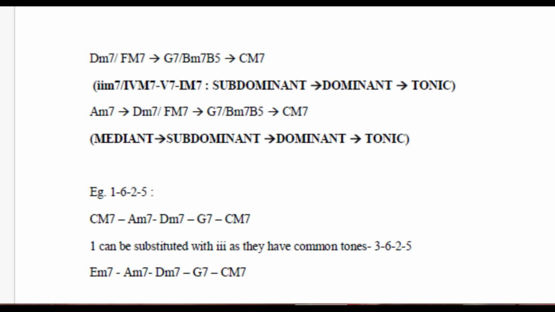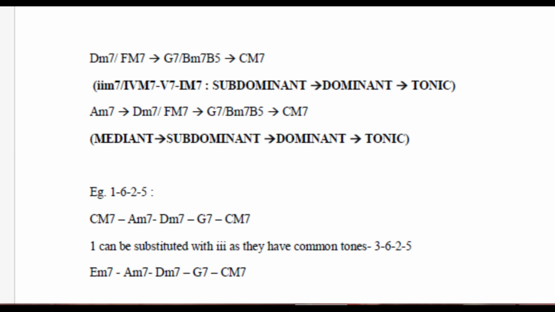A common variation of this is to substitute the 1 chord with the 3 chord, which gives us a 3-6-2-5 turnaround. The reason again that we can do this is because E minor 7 and C major 7 chords have 3 common notes, the E, G and the B note. That is the E minor triad is common. So here we can substitute the E minor 7 for the C major 7, and we get E minor 7 going to the A minor 7, D minor 7, G7 and resolving back to the C major 7. So we get a 3-6-2-5 chord progression.